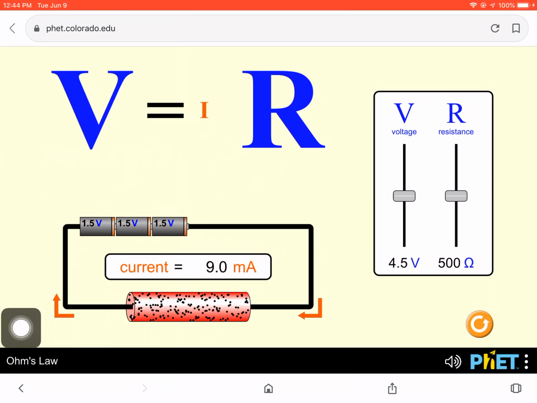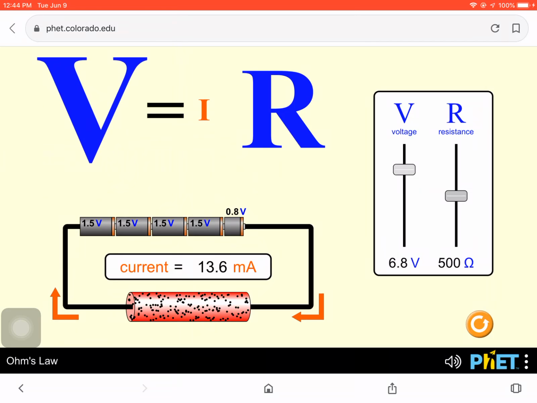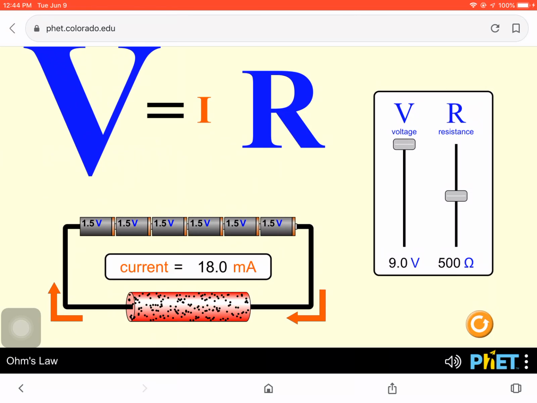So if I change the voltage and the resistance, I can affect the current, how fast I can speed up or slow down the electron flow. Notice that it's here in milliamps, thousandths of an amp. So, again, looking at the worksheet, I did one for you already that has 9 volts. So I'm going to push the voltage up to 9 volts and the resistance up to 800 ohms.